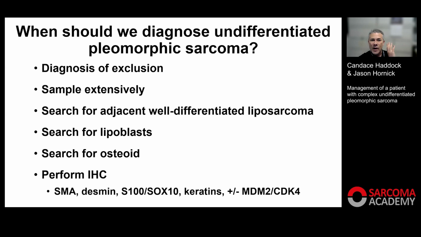So finally, when should we diagnose what we now call UPS? This is a diagnosis of exclusion. We have to sample, make sure we're not missing lipoblast, bone matrix, myxoid stroma, perform a directed panel of immunohistochemistry. If we exclude the other possibilities, we're left with this diagnosis.